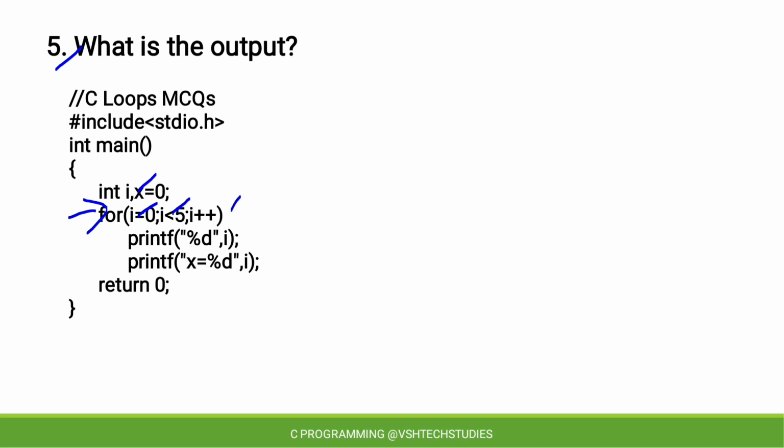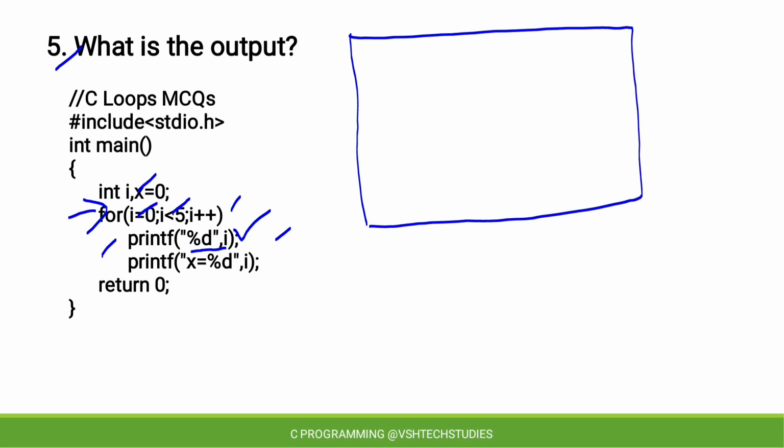There is no semicolon here. Then no curly braces also. Then only one statement belongs to for loop. So what is done in that? Printing of I value on the monitor. So that is why on the monitor I value will be printed starting from 0 as long as it is less than 5. So 0, 1, 2, 3, 4. So continuously it will be printed because no space or new line is mentioned.